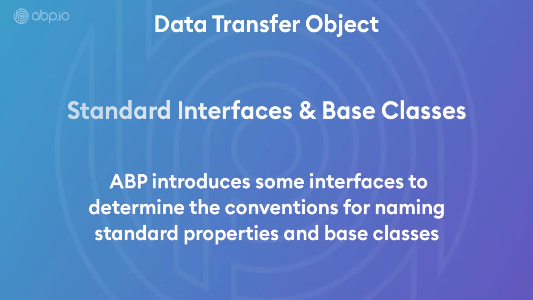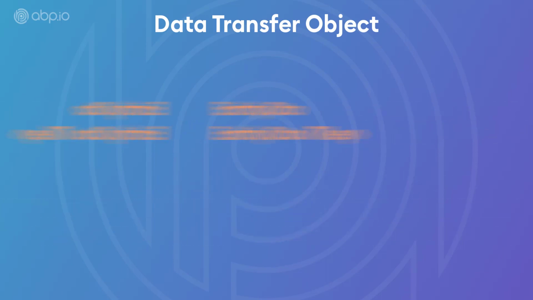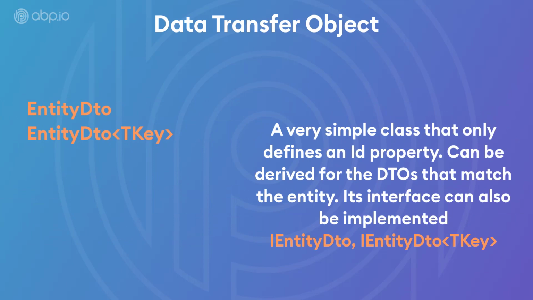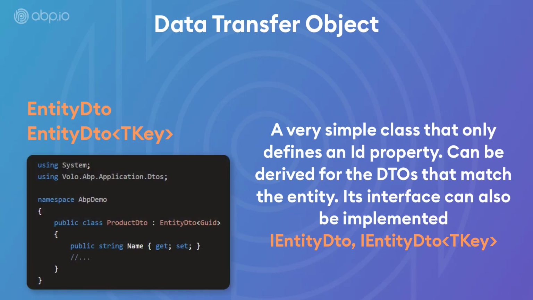ABP introduces some interfaces to determine the conventions for naming standard properties in base classes, so that you don't repeat yourself while declaring common properties. None of them is required, but using them simplifies and standardizes your application code. First of them is the entity DTO with the primary key. It's a very simple class that only defines an ID property, and you can derive it for the DTOs that match your entity. And you can also implement its interface.